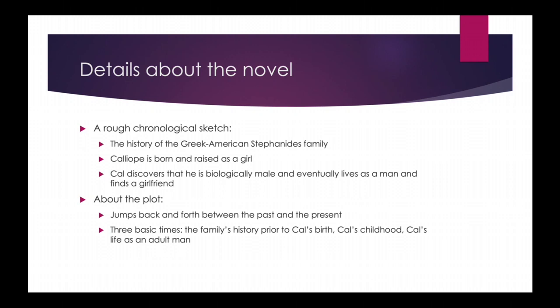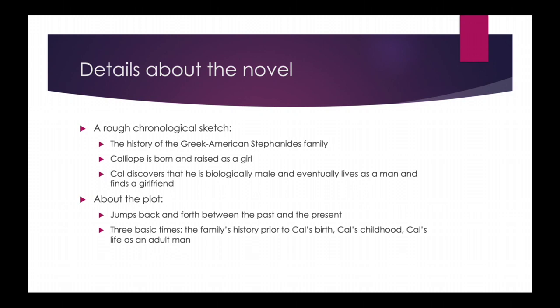So I already mentioned this a bit, but about the plot. This plot is not linear. It doesn't progress chronologically. It jumps back and forth between the past and the present. There are 3 basic time periods in the novel. So there's the family's history prior to Cal's birth, all this stuff about Lefty and Desdemona, and they emigrate and blah, blah, blah. We hear all about the Stephanides family, however you say it, Stephanitis family.